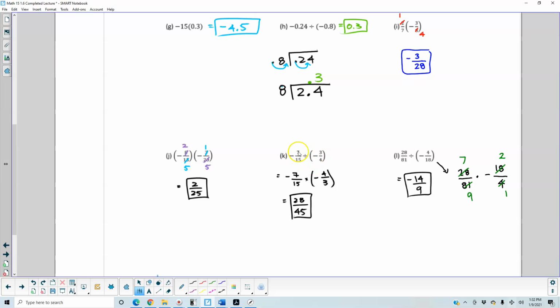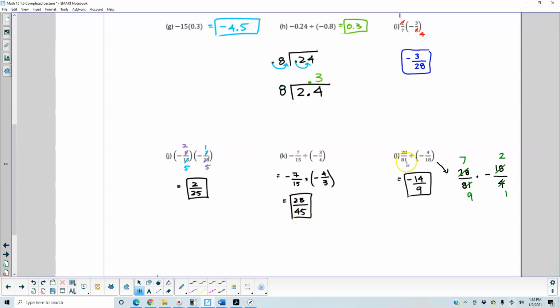Okay, over here we have negative 7 over 15 divided by negative 3/4. So when we divide fractions, we need to turn this into a multiplication and turn this into a reciprocal. So we have negative 7 over 15 times negative 4 over 3. There's nothing for us to be able to simplify. We do know, though, that a negative times a negative makes a positive. 7 times 4 is 28. 15 times 3 is 45, so it's 28 over 45.